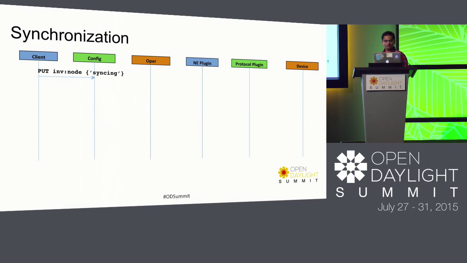Okay, so this is manual synchronization. You can invoke synchronization manually, or it happens in the process of discovering or after communication comes up. In this example, I'm just showing you manually invoking synchronization. So you manually put the syncing state to the configuration data store.